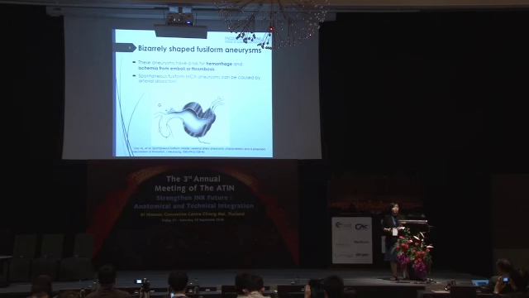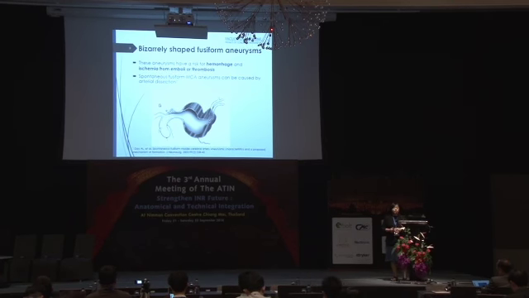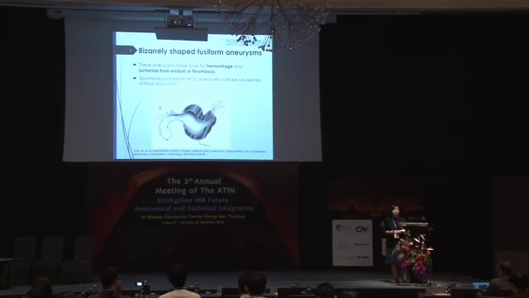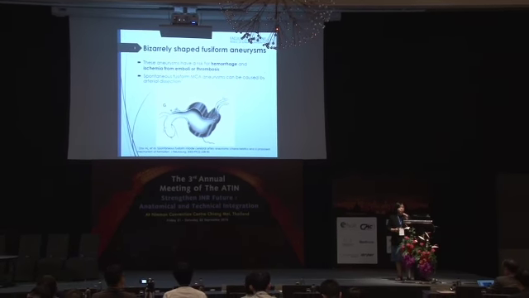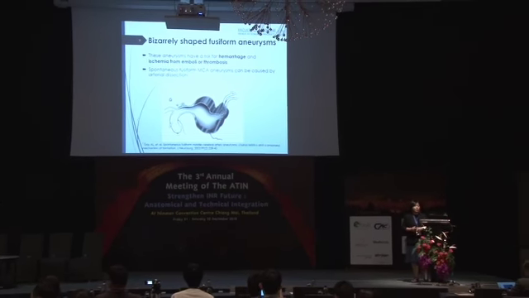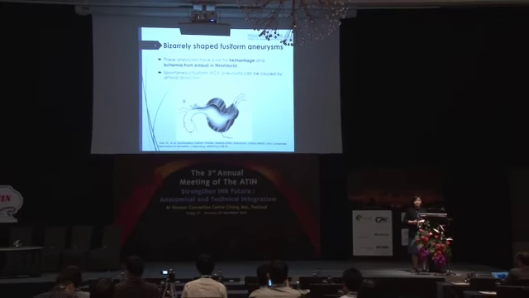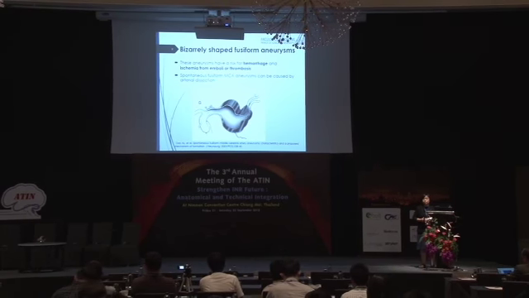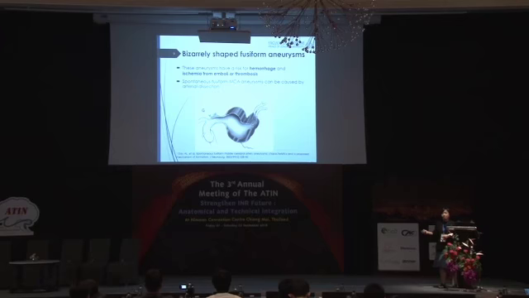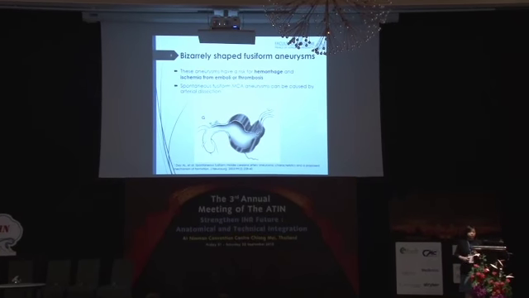Now we come to bizarrely shaped fusiform aneurysms. These aneurysms have a risk of hemorrhage or ischemia related to thrombosis or emboli. A previous study proposed that spontaneous fusiform MCA aneurysm can be caused by arterial dissection, like in this picture.